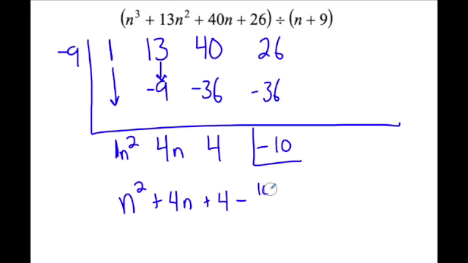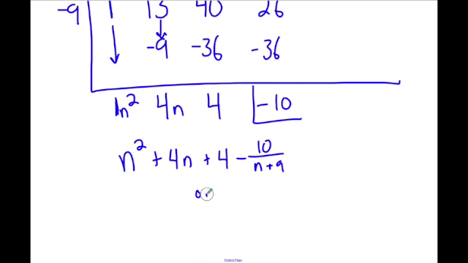So you can either write it like this, minus 10 over n plus 9, or you can write it as n squared plus 4n plus 4 plus negative 10 over n plus 9. Either way is correct because they are mathematically the same thing.